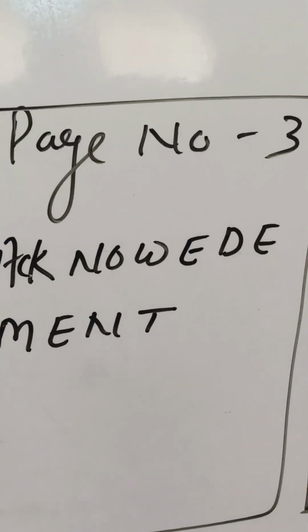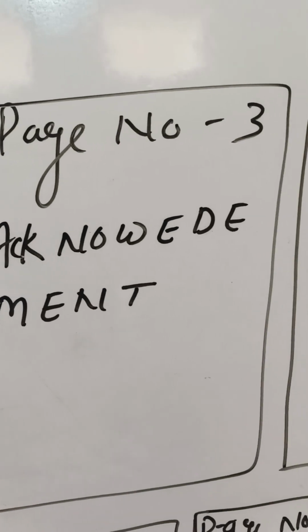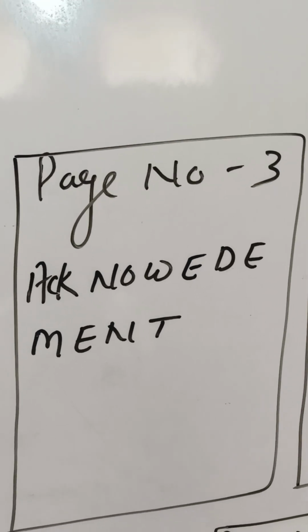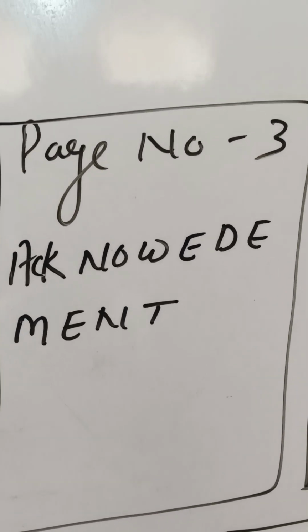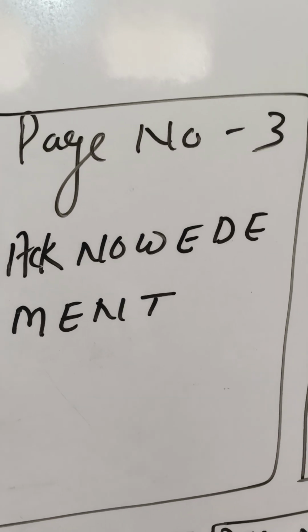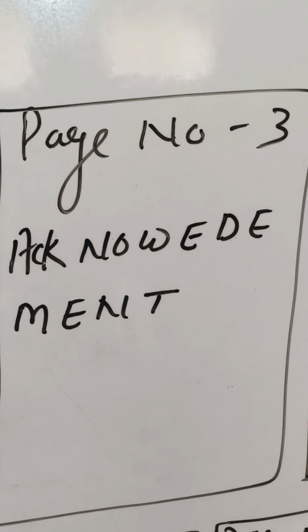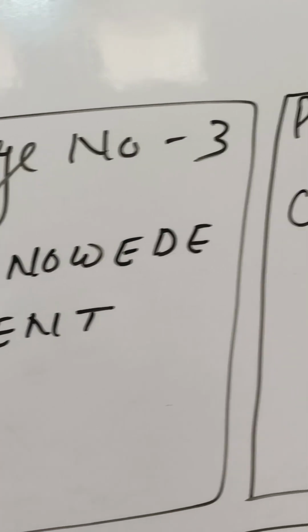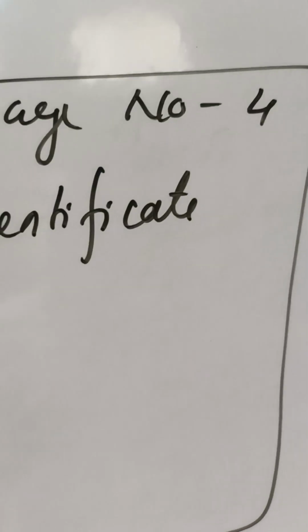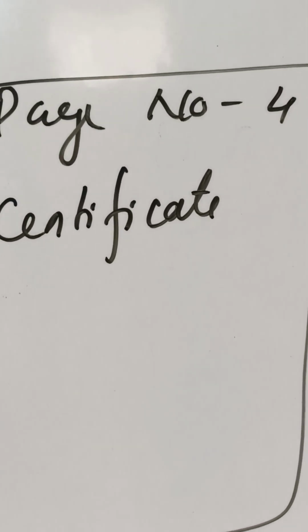Page number 3 is the usual column, in which you write the acknowledgement, and all the things which are necessary in the acknowledgement you must give on this page. After that, the 4th page, this is the certificate.